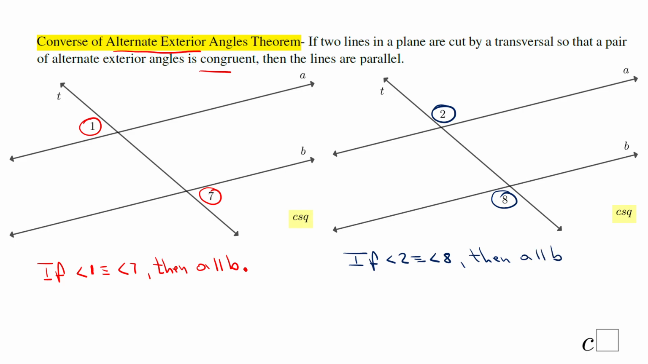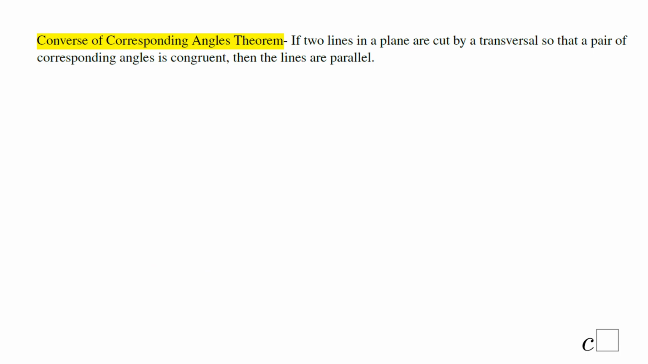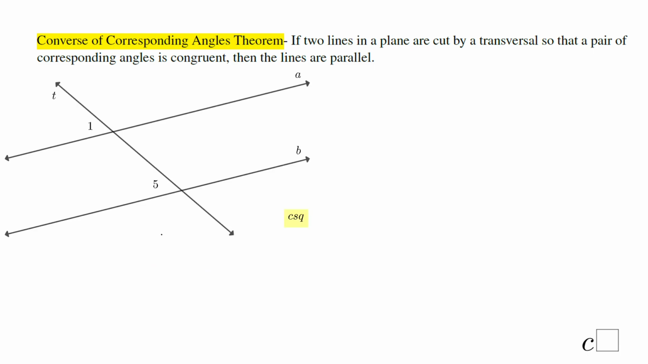And we have one more, which is the converse of corresponding angles. Now here be careful because you have more than two pairs. We have one here, 1 and 5, and again these corresponding angles need to be congruent in order for the two lines to be parallel. So I'm going to write a very similar statement to the previous one. If angle 1 is congruent with angle 5, then A is parallel to B.